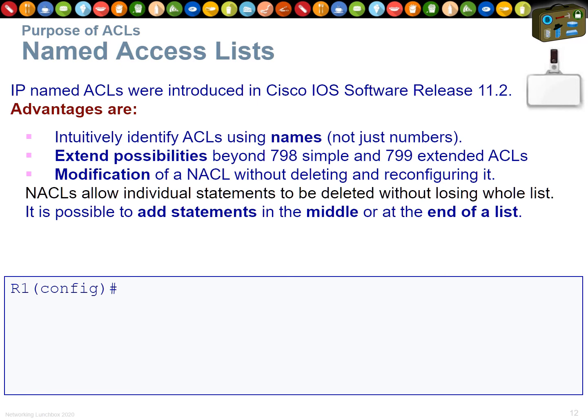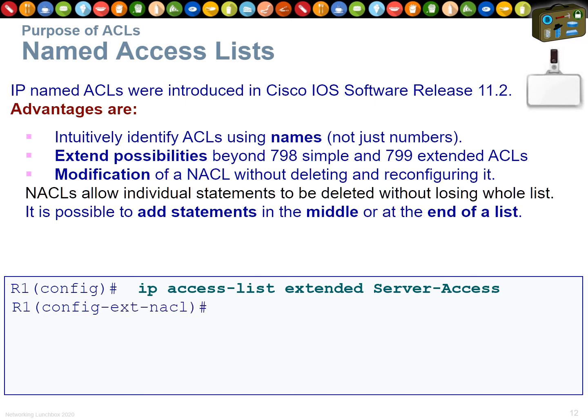So let's have a look at the syntax of named access lists. The first thing we do is type ip access-list extended, because we're doing extended, and this is going to be a named access list. The most important thing to notice there is what has happened to the prompt. The prompt now clearly shows that this is an extended access list and it's named, because you've got config-ext-nacl. It's a named access list, so you know exactly what you're doing.